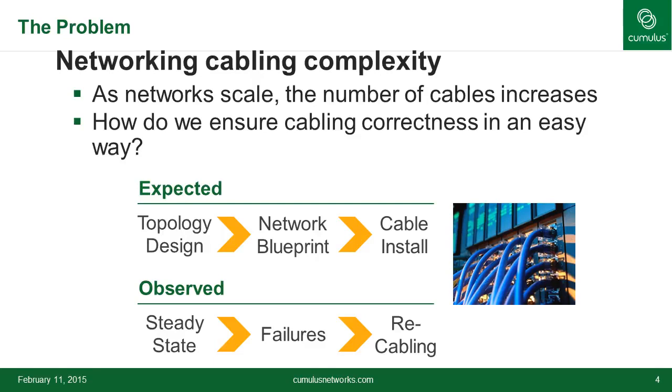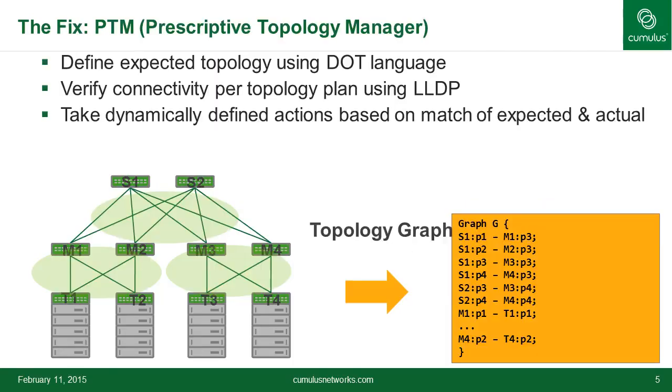So the thing that we are going to talk about today is how to make this topology even easier to manage, because one of the chief goals of Cumulus Networks is to make networks easy to manage and control. So we came up with a solution, and we called it the Prescriptive Topology Manager. The basic idea is we have all the building blocks required to understand whether the physical connectivity is as prescribed or as desired by the customer or the network operator.